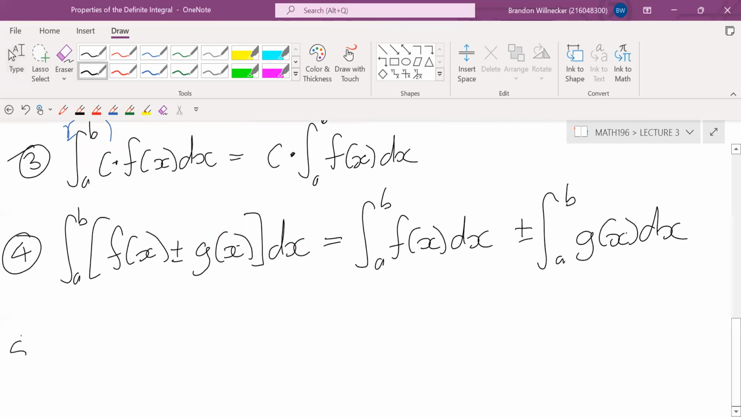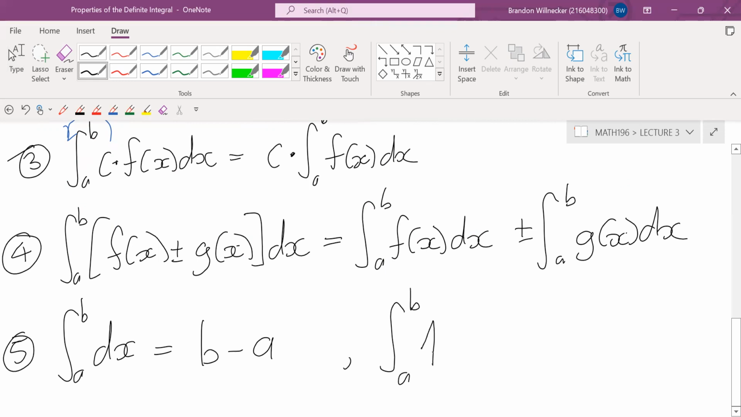Okay, number 5, the integral from a to b of dx is equal to b minus a. Now, why does that make sense? Well, another way of writing this is the integral from a to b of 1 dx. So if we think about this in terms of functions, the height of the function is 1. The width of the interval is b minus a. So what's the area? It's going to be 1 times b minus a, or just b minus a. Which is what we have here.